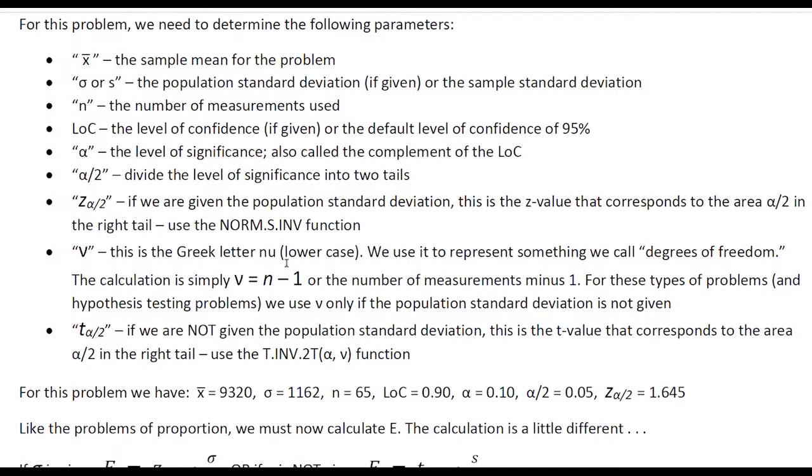It's that simple. And we also have this thing, if it's necessary to use it, if we're given S, or if we have to calculate S or approximate the standard deviation, then we find T sub alpha over 2. And again, this problem, we're given the population standard deviation, so we don't have to worry about the T sub alpha over 2. If we did, however, we would use the T.INV.2T alpha comma nu function, and we'll get to that.